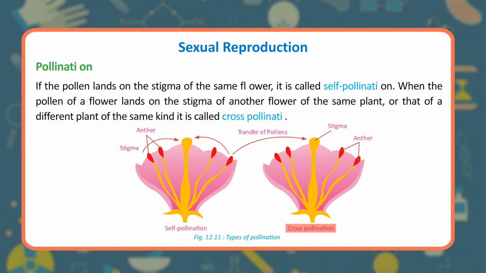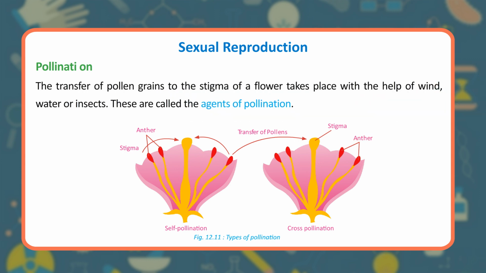Self-pollination, cross-pollination, stigma, anther, transfer of pollen. The transfer of pollen grains to the stigma of a flower takes place with the help of wind, water or insects. These are called the agents of pollination.